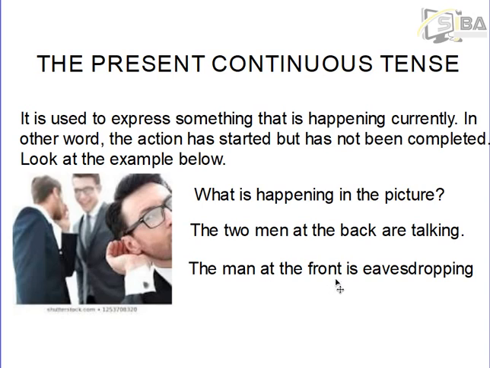The man at the front is eavesdropping. This is the man at the front. And we say that he is eavesdropping. When they say somebody is eavesdropping, it means that the person is listening into a conversation which he has not been invited to. So he is trying hard to hear what they are saying. And the process of eavesdropping has started, and it is still continuing as we are looking at the picture. So it hasn't ended yet. And so for this case, we'll also use the present continuous tense. I hope you remember now. Good.